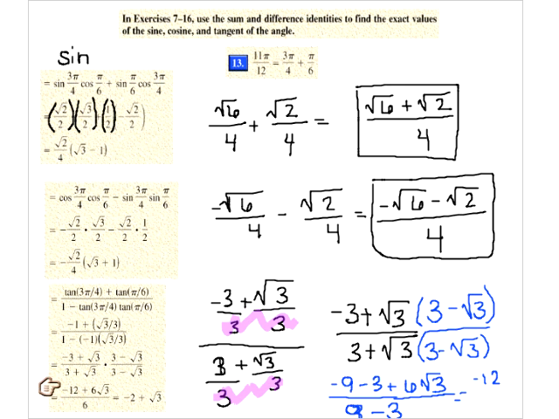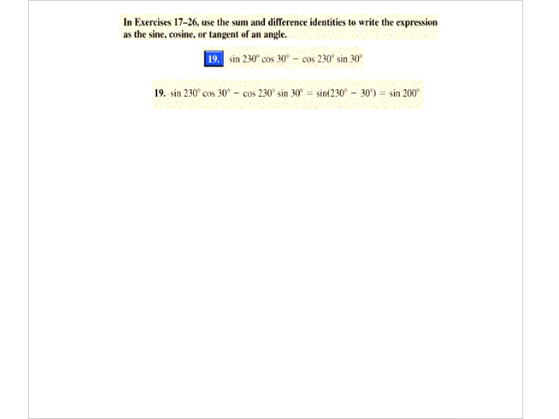I'm running out of room, so I'll jump back over here. You can divide everything by 6, and when you do so, you get negative 2 plus square root 3. So tangent always takes a little bit more work because you do have that fraction involved there.